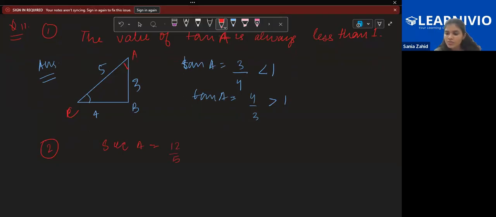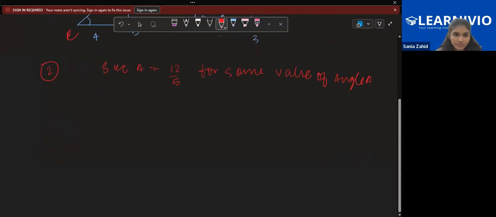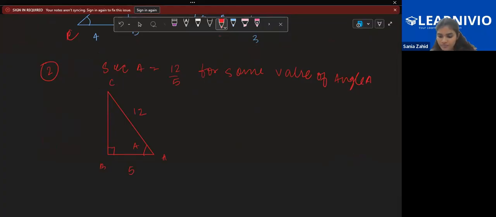The next question reads, sec A is 12 by 5 for some value of angle A. So can sec A be 12 by 5 or not? Let's suppose sec A is 12 by 5. What is the formula for sec A first of all? Inverse of cos, hypotenuse by base. So this becomes 12 and this becomes 5. Now can you find BC for me?